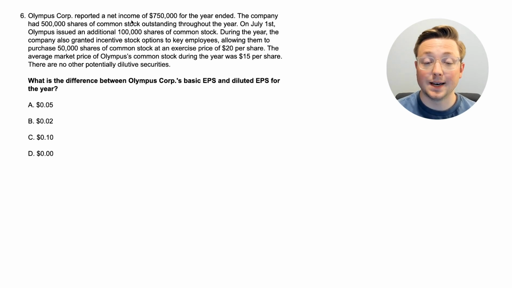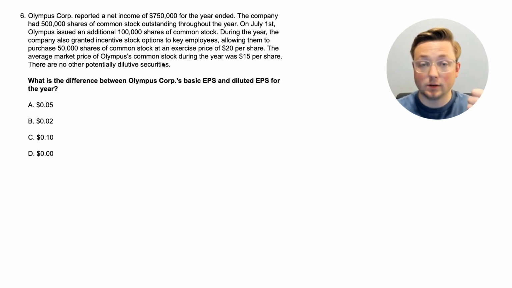Olympus Corp reported a net income of $750,000 for the year ended. The company had 500,000 shares of common stock outstanding throughout the year. On July 1st, they issued an additional 100,000 shares. During the year, the company also granted incentive stock options to key employees, allowing them to purchase 50,000 shares of common stock at an exercise price of $20 per share. The average market price of Olympus's common stock during the year was $15 per share. There are no other potentially dilutive securities. Okay, so a lot of information there.